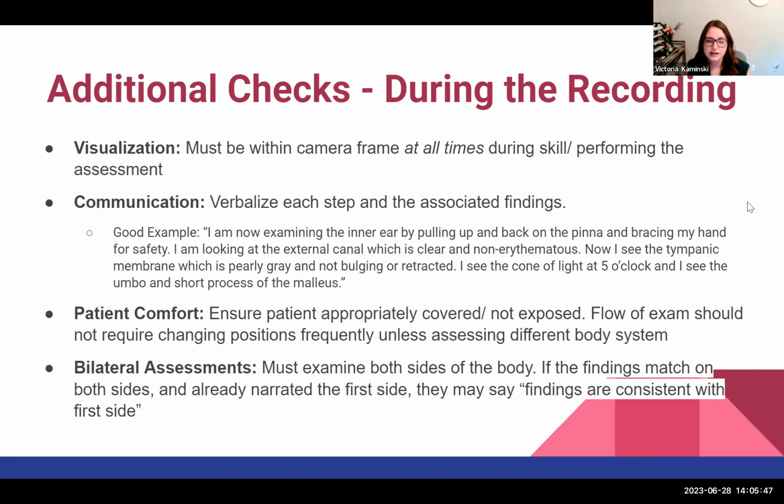If you do have findings that are the same on both sides, you can say findings are consistent with the first side if you have thoroughly explained the details. In terms of visualization of the ears, you'll see that the cone of light is different. So if there are different findings based on anatomical landmarks, you do need to mention so.